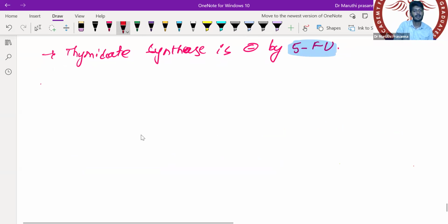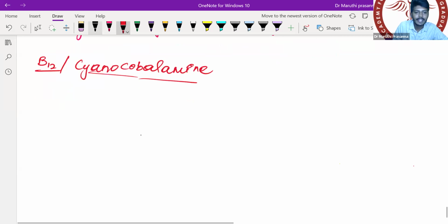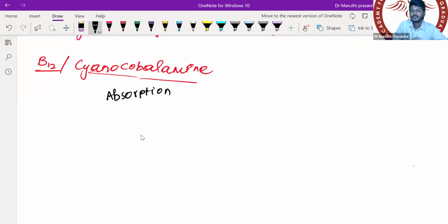Which one? B12. B12 is also called cyanocobalamin. So this cyanocobalamin is vitamin B12. This vitamin B12 is responsible for what? Let's see. This is the absorption of B12. Where does absorption occur? Absorption occurs in the duodenum.